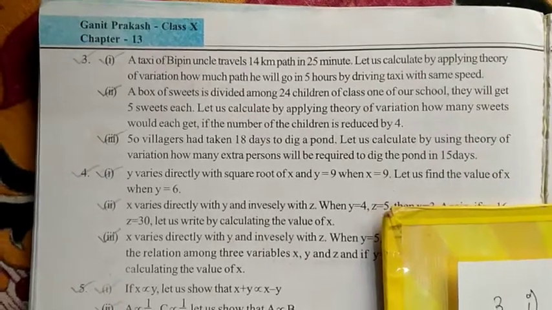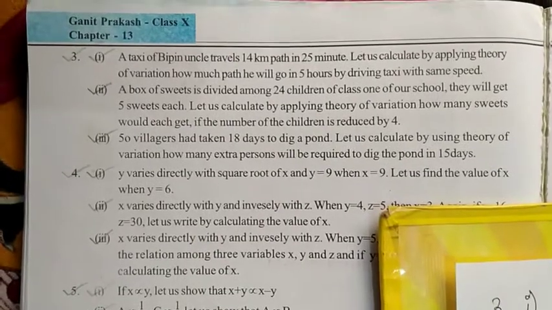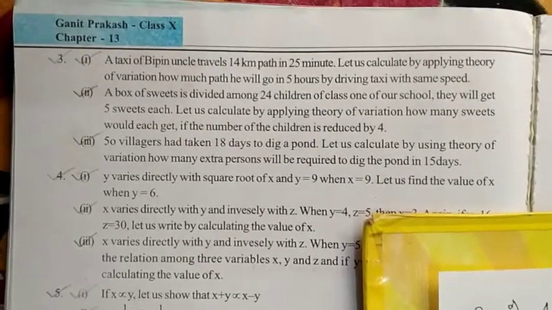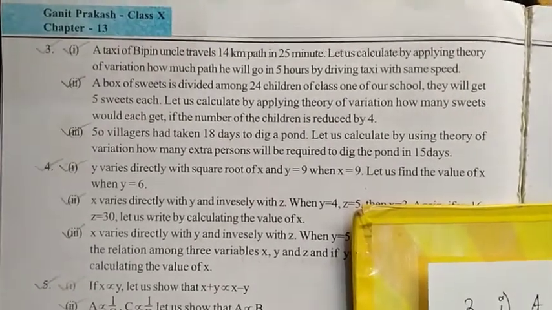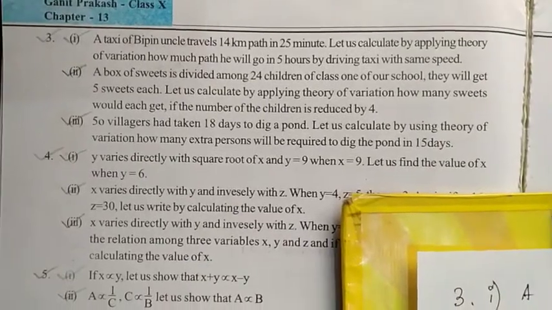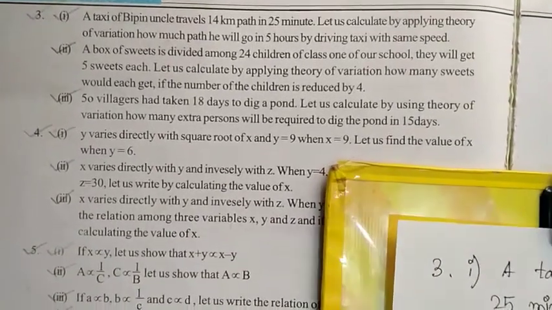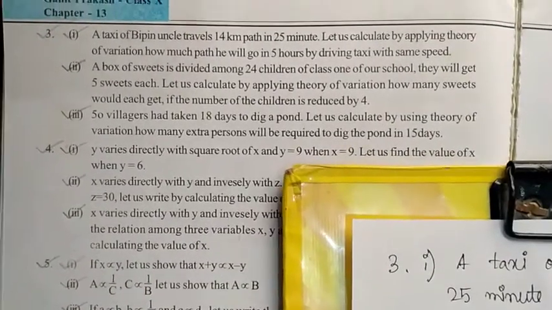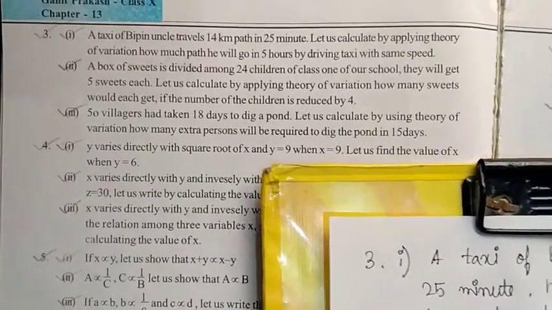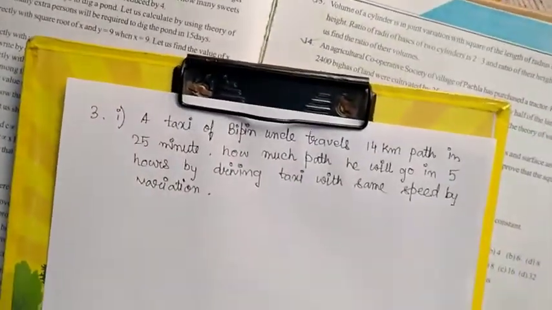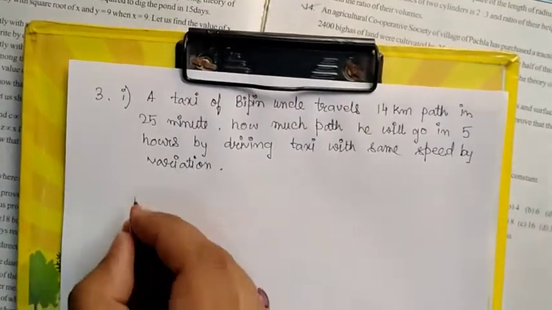This is sum number 3 part 1. A taxi of Bipin uncle travels 14-kilometer path in 25 minutes. Let us calculate by applying theory of variation how much path he will go in 5 hours by driving taxi with same speed.